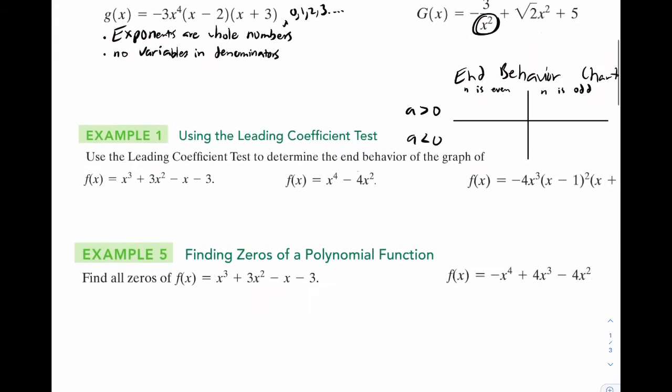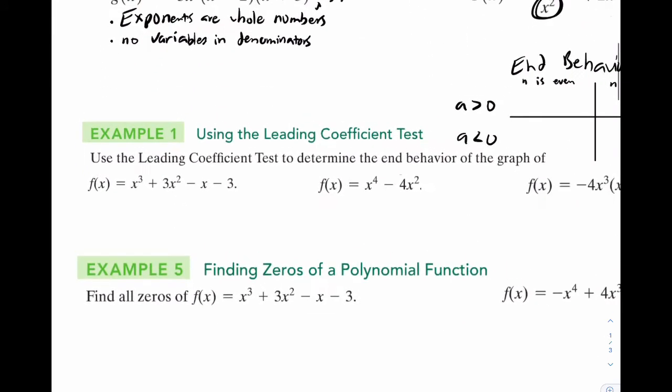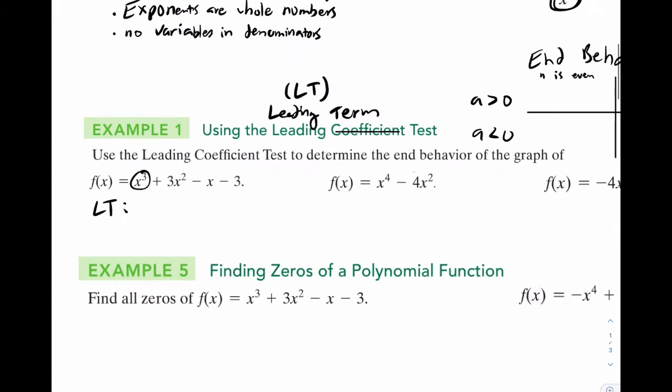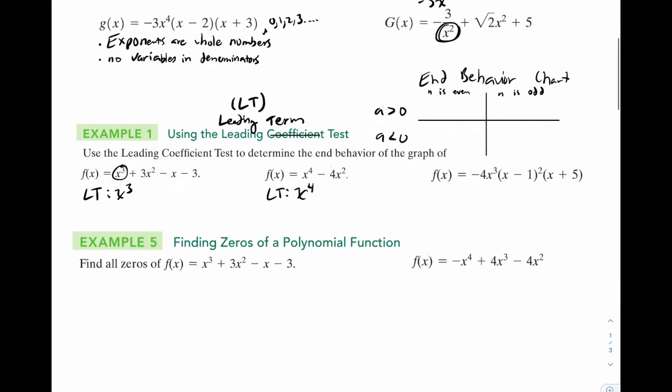The first thing we got to do is talk about the leading coefficient. Now, in my class, we're going to refer to it as leading term. So if you remember my Algebra 2B class, if you're in it, I often call it LT. So LT is the term at the very front. So in this one, I can see that it's x cubed. This one's pretty easy. I can see it's x to the 4th. And notice how these are written in order. So it's the term at the front when it's in order.